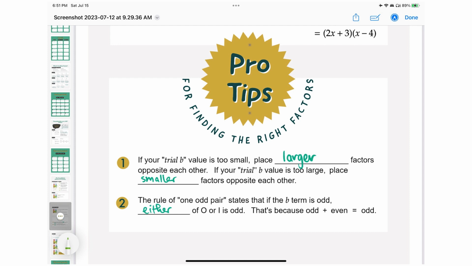Even if your second try is not correct, you're still getting closer. If you trust the process, follow the procedure, and do the practice questions, I have no doubt that you will be a master at factoring all types of trinomials.